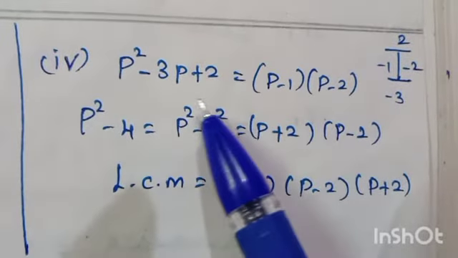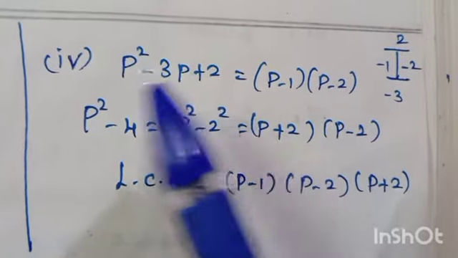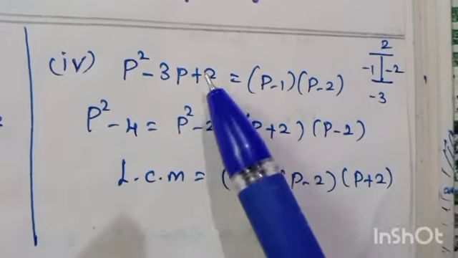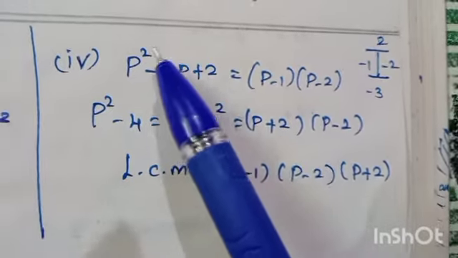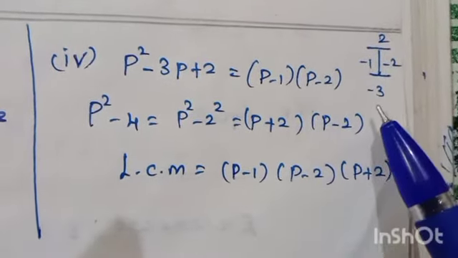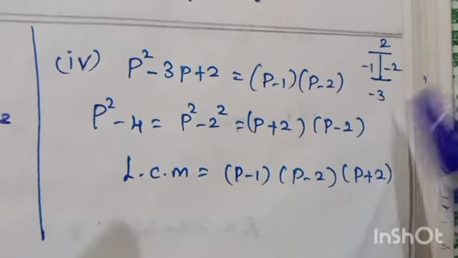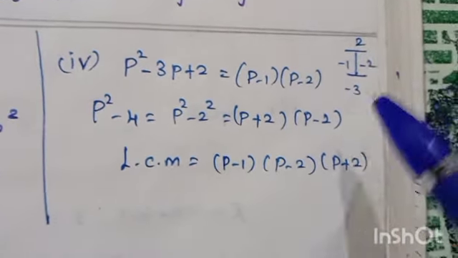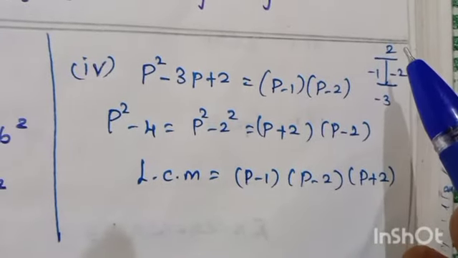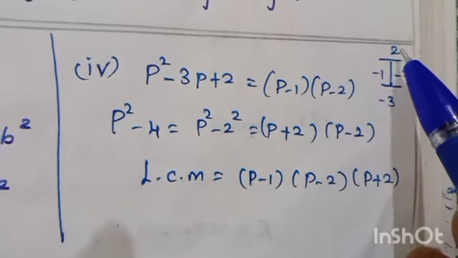Fourth problem, p square minus 3p plus 2. So it is a quadratic expression. So you have to use the product and sum factor method. For it is the product value, for it is the adding value. So the product value you write at the top. The adding value you have to write at the bottom. It is the product value and sum factor method. You know it well, you learned it in 8th standard and 9th standard. So don't worry about it.